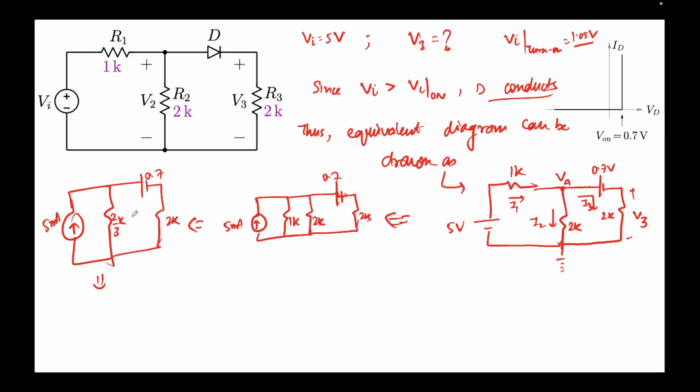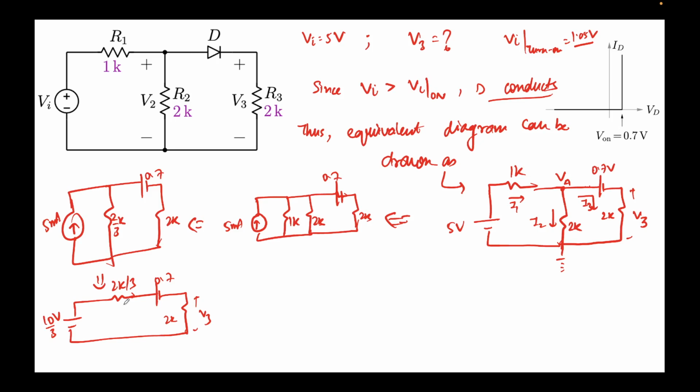Now again I'll simply convert it to the Thevenin equivalent. These two terms will get multiplied to give me the Thevenin voltage, that is the voltage source again. This will be 2K by 3, this will be 0.7, this is the resistor of 2K, and this is the voltage that we are required to find. The voltage would be 10 by 3 volts because 5 times 2 by 3.